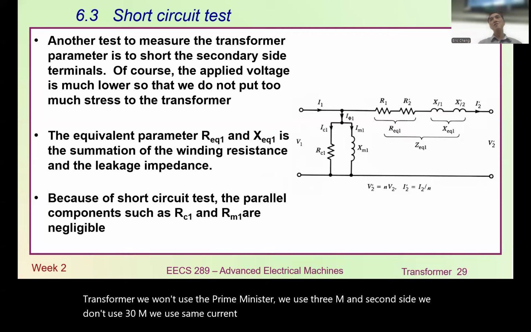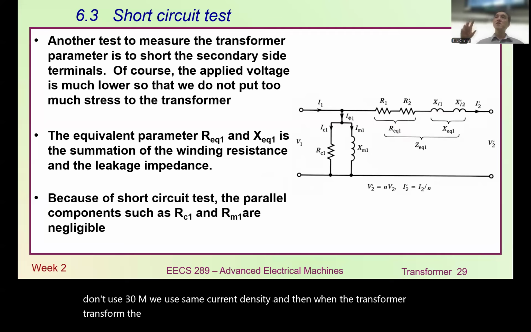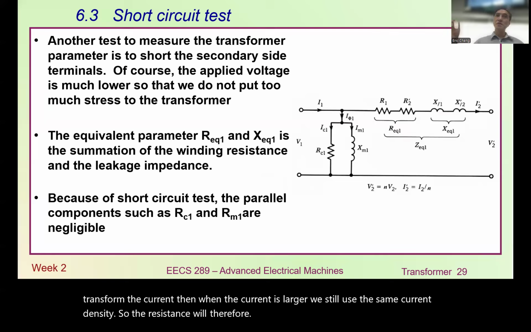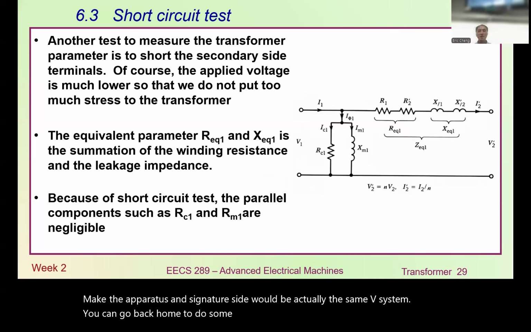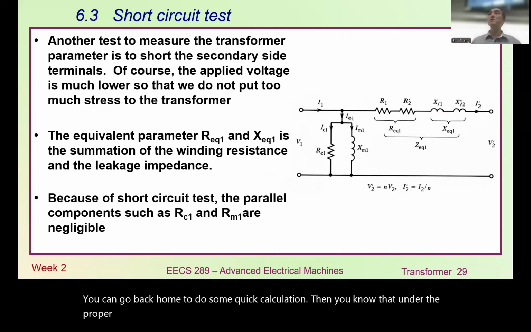And when the transformer transforms the current, even when the current is larger, we're still using the same current density. So the resistance of the primary side and secondary side will actually be the same. You can go back home and do some quick calculation. Then you know that under proper design, if we use the same current density, R1 should equal R2 dash. That's true for all transformers.